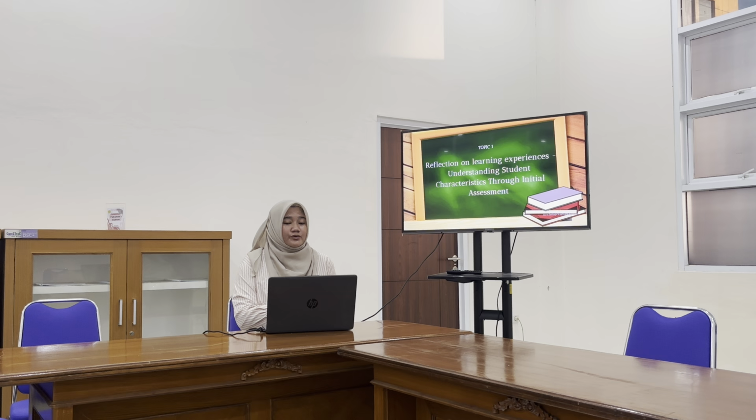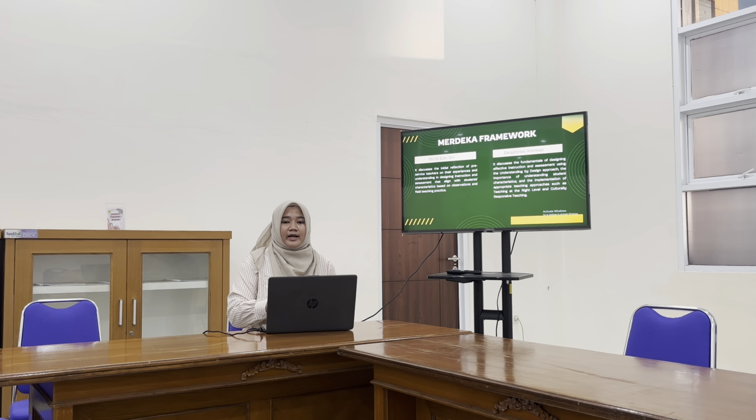And from those 2 topics, I choose topic 1, understanding student characteristics through initial assessment. From the Merdeka framework, there are several stages that we have been through. The first one is mulai dari diri. In this stage, we discuss the initial reflections of pre-service teachers on their experiences and understanding in designing instruction and assessment that align with students' characteristics, based on observations and field teaching practice.